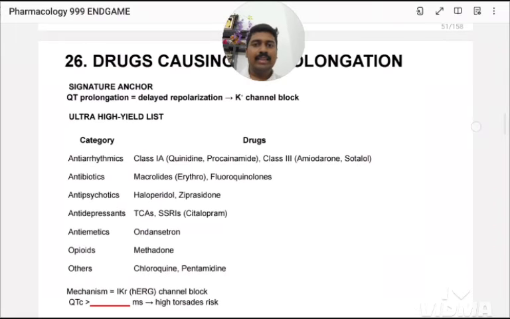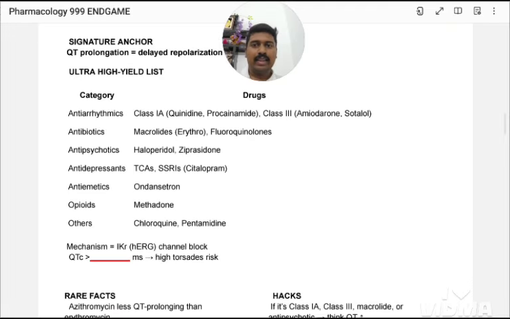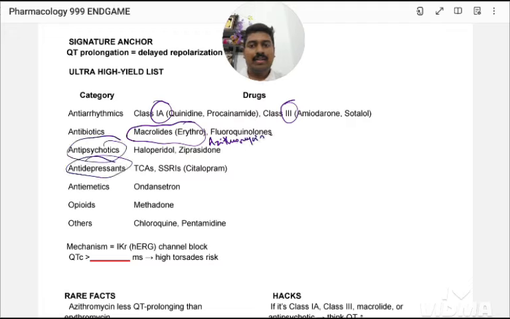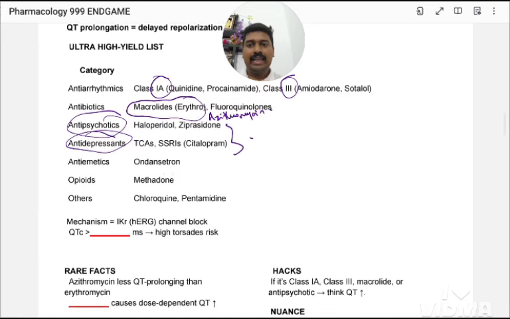Next is drugs causing QT prolongation. Again, I think I have gone through some drugs. One was antiarrhythmics. Basically all class 1 and class 3, these both can cause QT prolongation. Others are antibiotics. So need to remember macrolides, that is erythromycin and azithromycin, both can cause QT prolongation. Antipsychotics, antidepressants, these also can cause it. Next, antiemetics, all these things I think you don't have to remember.